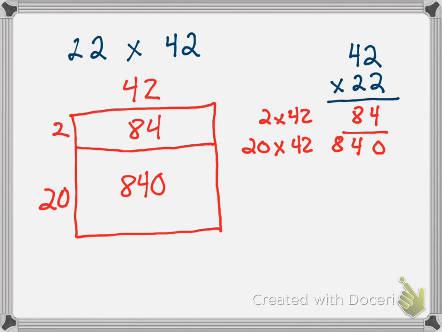And please make sure that you are lining up your numbers. 20 times 42. And with partial products, we need to add them. And we get 4 in the 1s, 12 in the 10s, and 9 in the 100s. So we have 924. Now, we also could have just added these 2 up in our 2 boxes here to get that answer.